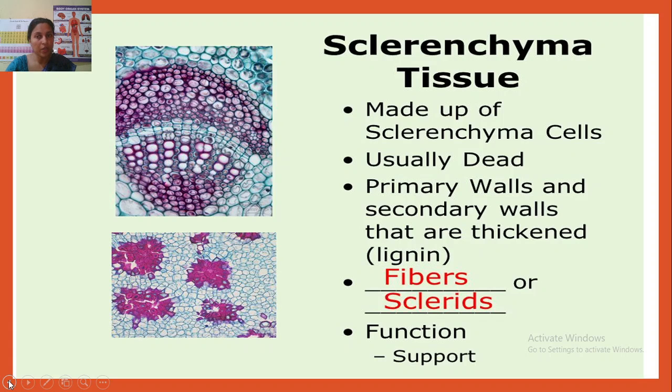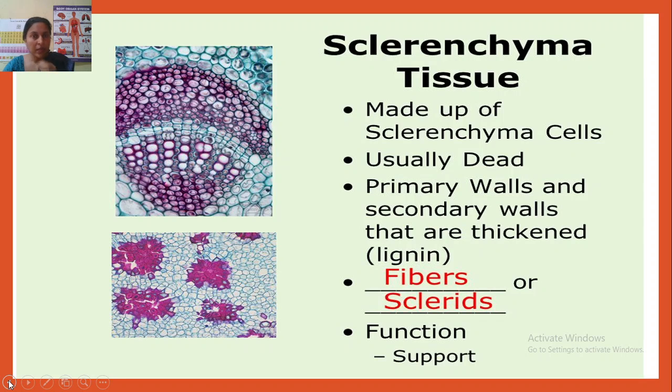Sclerenchyma tissue is made out of sclerenchyma cells. The important thing about these cells is that they are dead cells. The parenchyma and the collenchyma have living cells, but in this sclerenchyma tissue, the cells are dead. And there is another specific thing: the primary and the secondary cell walls of these cells are thickened by lignin. Usually we say that lignification of the cell walls occurs in the sclerenchyma tissue. And also these cells are tightly packed.